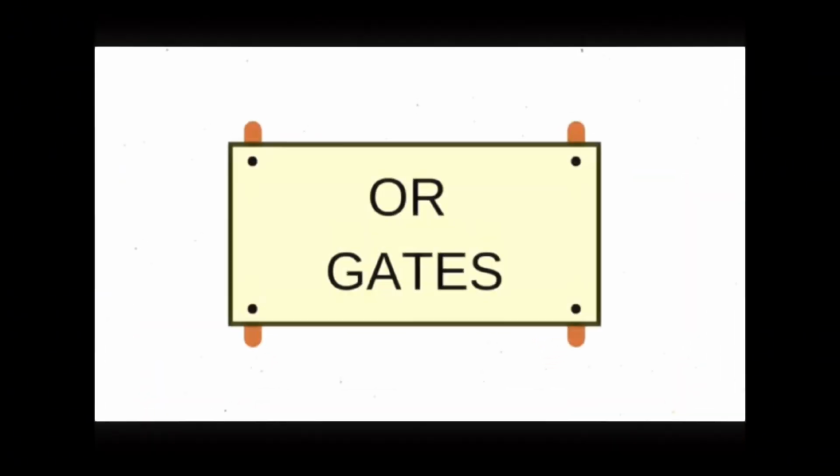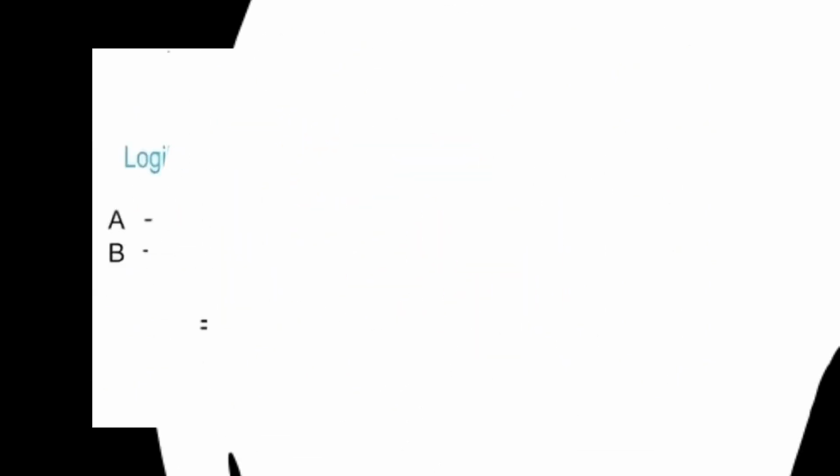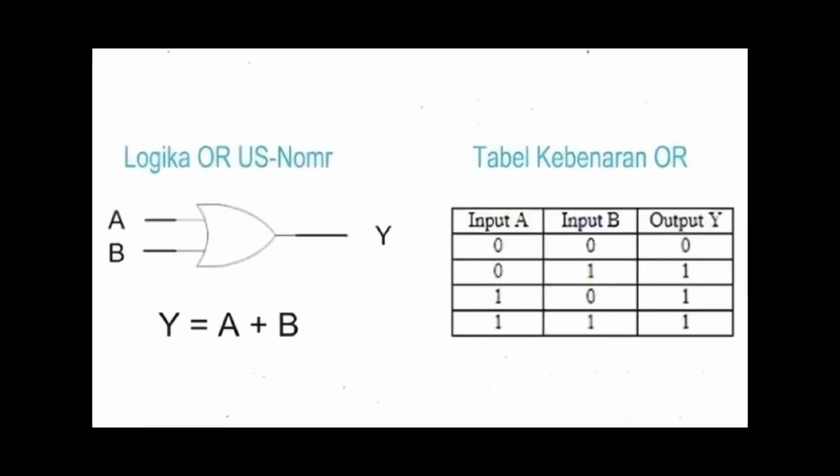OR gate. This logic gate produces an output of value 1 if one or both inputs are 1. If all inputs are 0, then the output is 0.